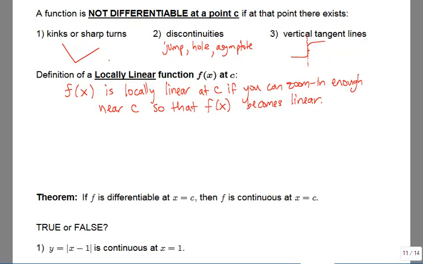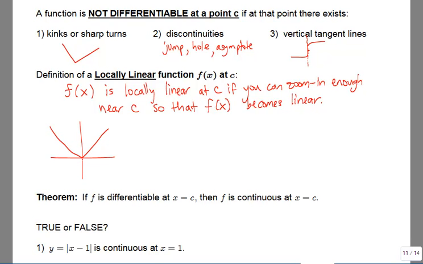If you were to take, for example, this great big kink in your graph, this great big absolute value function, remember what we said earlier, that a tangent line is supposed to fit the direction of the curve and sort of approximate the curve if you were to zoom in enough. And this is a property of being locally linear at a point. We would say that a function is locally linear at c if you can zoom in enough near c so that f of x becomes linear. And that line that f of x is becoming is your tangent line.